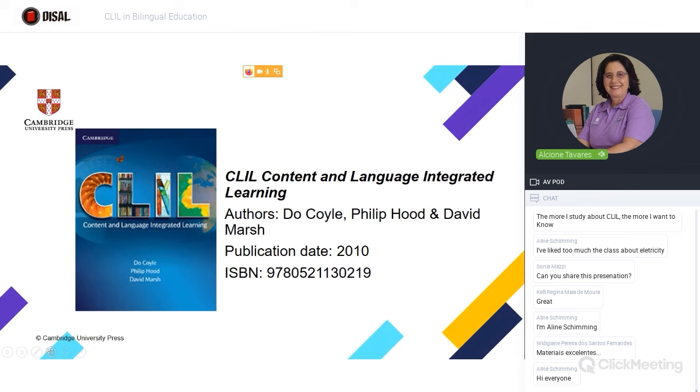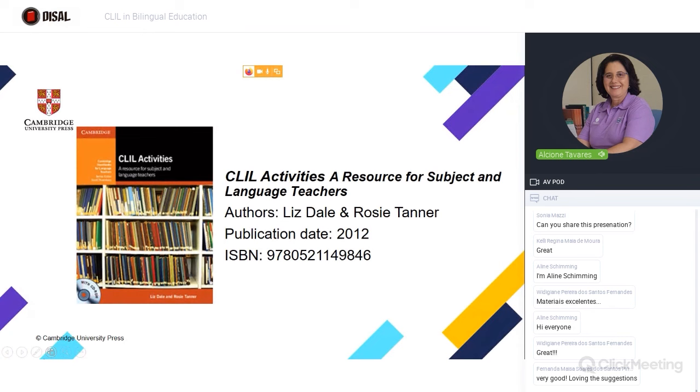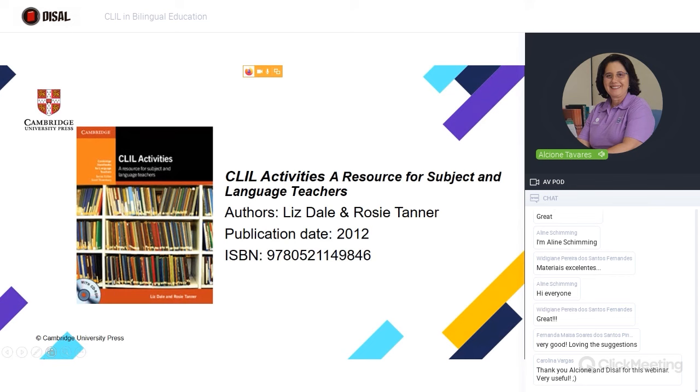This book, CLIL Content and Language Integrated Learning, is mentioned all the time. These authors are mentioned all the time. It gives a comprehensive overview of CLIL. And the authors share their experience of CLIL in secondary schools, primary schools, and English language schools across Europe. CLIL Activities, a resource for subject and language teachers, contains a wide range of easily accessible activities that can be used in any order. Dedicated subject pages include annotated extracts from authentic school teaching materials demonstrating how language is used in particular school subjects, such as geography, science, maths, and ICT.